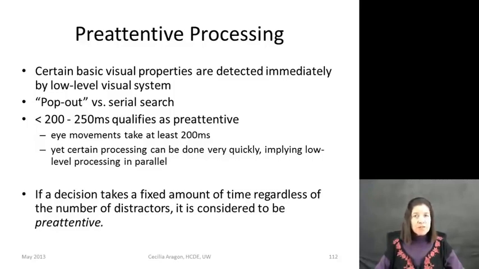In general, if the detection of a target takes less than about 200 to 250 milliseconds, it qualifies as pre-attentive. And the reason is because eye movements take at least 200 milliseconds. And yet we find that certain processing can be done very quickly, and this implies low-level processing in parallel before the eyes even have a chance to move. In general, if a decision takes a fixed amount of time, regardless of the number of distractors, it is considered to be pre-attentive.